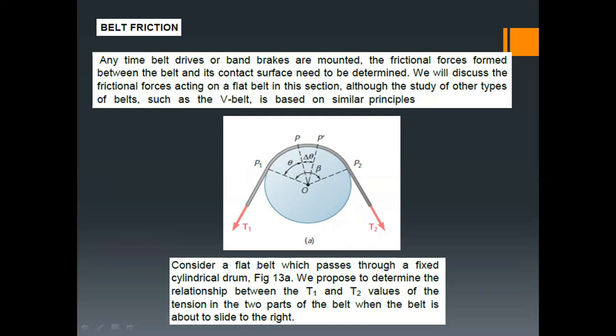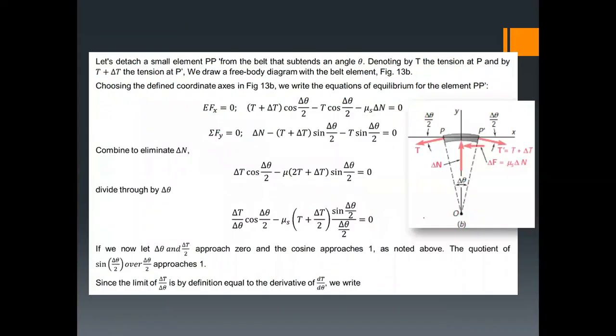So, consider a flat belt which passes through a fixed cylindrical drum. No, sa figure natin, we propose to determine the relationship between T1 and T2, values of the tension in the two parts of the belt when the belt is about to slide to the right. So, meron tayong derivation dyan, no, paano natin nakuha yan.